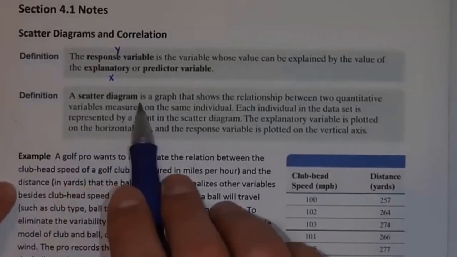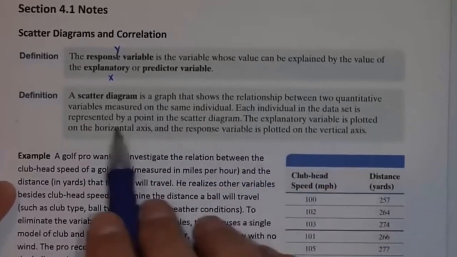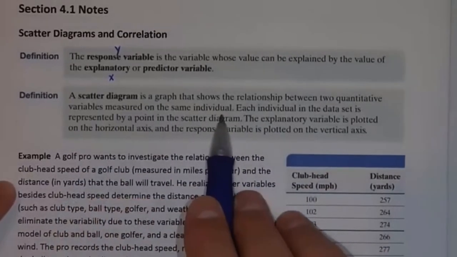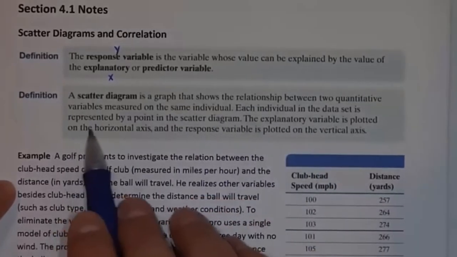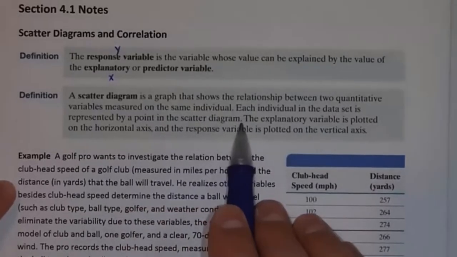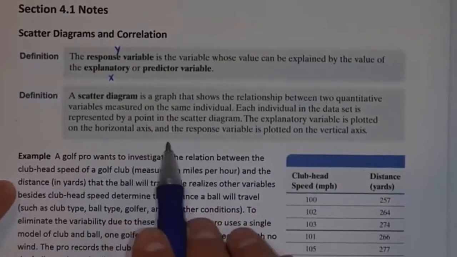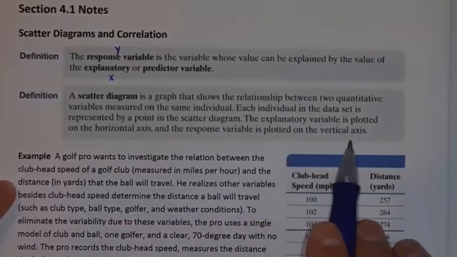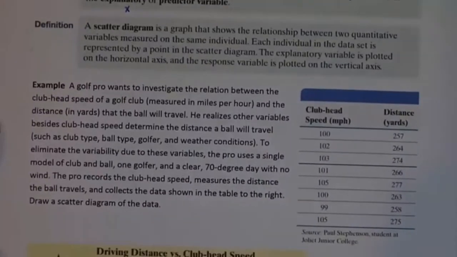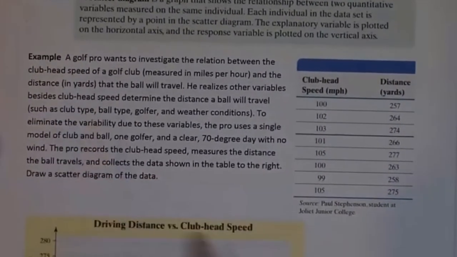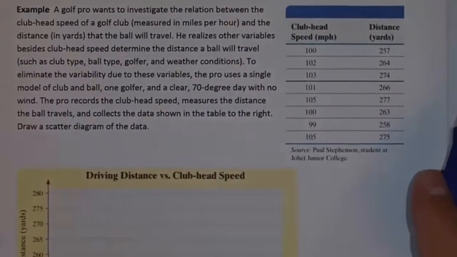A scatter diagram is a graph that shows the relationship between two quantitative variables measured on the same individual. Each individual in the data set is represented by a point in the scatter diagram. The explanatory variable is plotted on the horizontal axis, and the response variable is plotted on the vertical axis. An example will help with this, I think. So take a look at this example. And incidentally, this is directly out of the book.